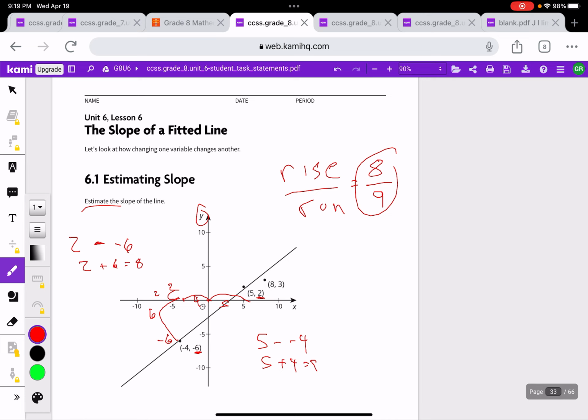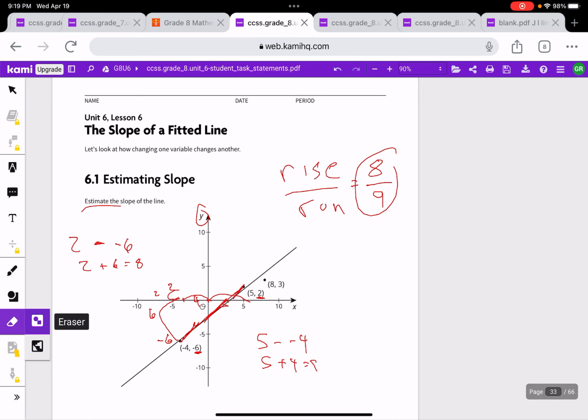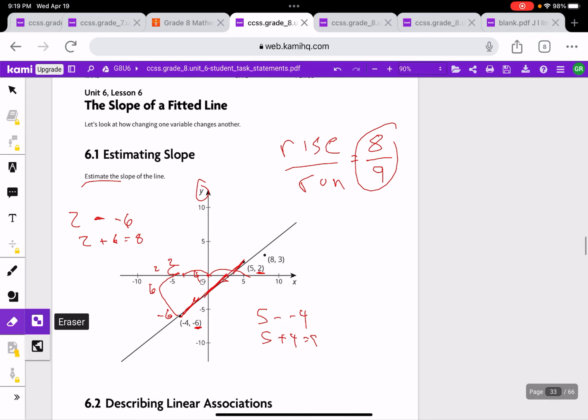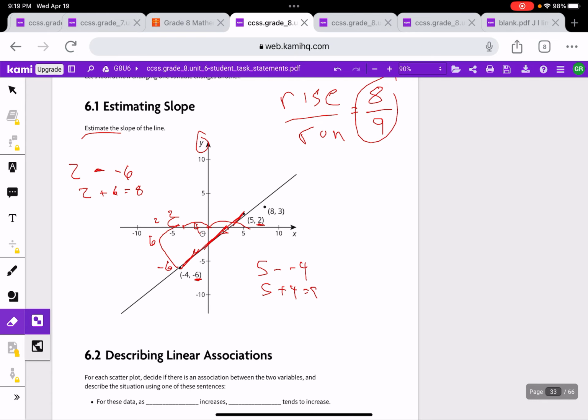If anything, it's slightly less than that because the line looks like it's not quite as steep as that. If I actually connected these two points, it would be slightly less steep. So I could say 8/9. I could maybe say 7/9 or something. But that was a good warm-up because we're going to be talking about slope today.